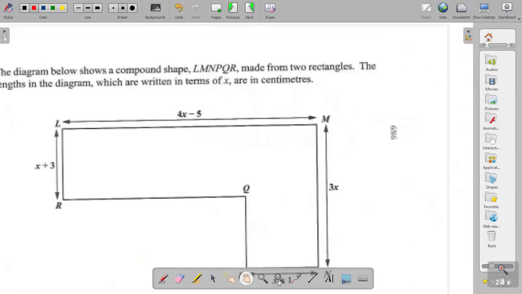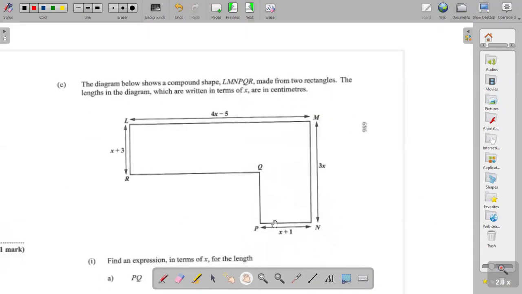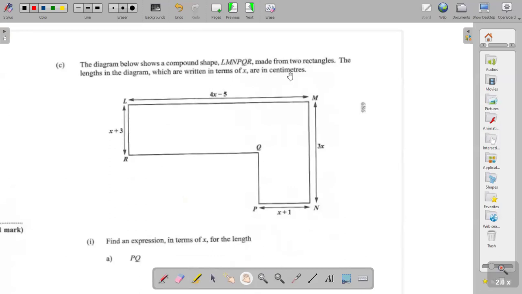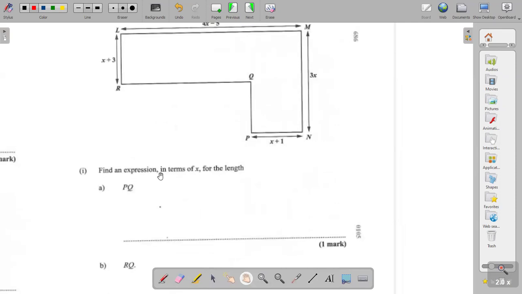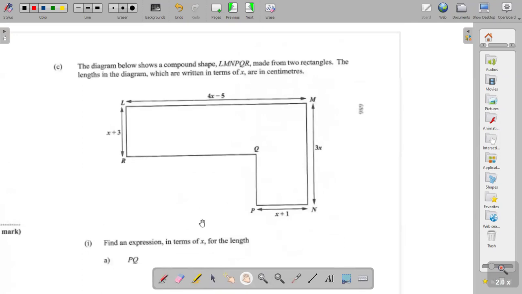Next one. All right, so we see here we have another measurement question. It says the diagram below shows a compound shape made from two rectangles. The lengths in the diagram, which are written in terms of x, are in centimeters. So you see they tell you that centimeters, so whatever they ask for, you got to give it in centimeters. Find an expression in terms of x for the length of PQ. Where's PQ? First of all, tell me if you see where PQ is. If you find it, say yeah. You find PQ?